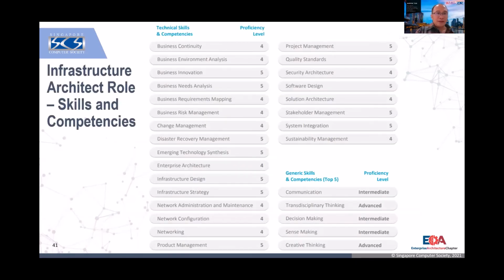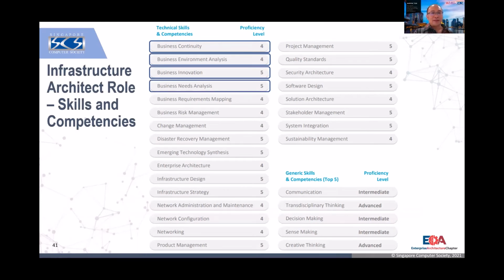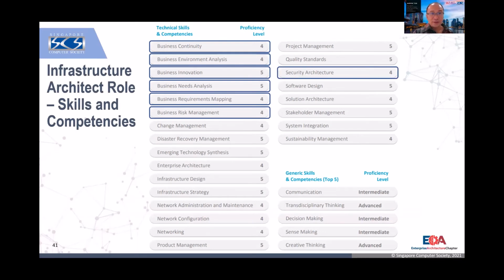So in terms of the role, again, infrastructure also needs to have a lot of business, if you see here, right? Requirement, business continuity, business environment analysis, business innovation, business analysis, business requirement mapping, business risk management. Also need to know about security architecture, right? The infrastructure, the network needs to be secured, right? Also solution architecture, about how the solution itself is to be deployed, right? And supported. Stakeholder management is also very, very important for the infrastructure architect. If you see here, it's quite interesting, because they have so many business and technical skills on top of the business skills required for an infrastructure architect.